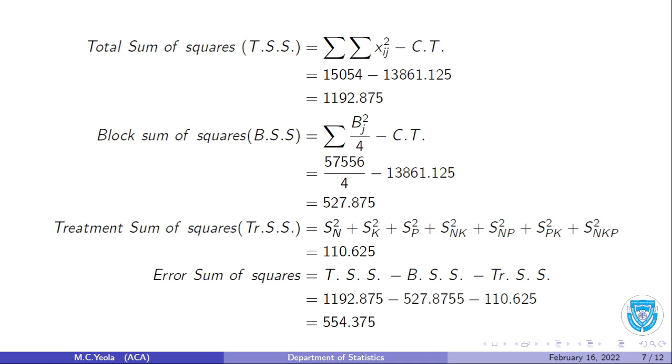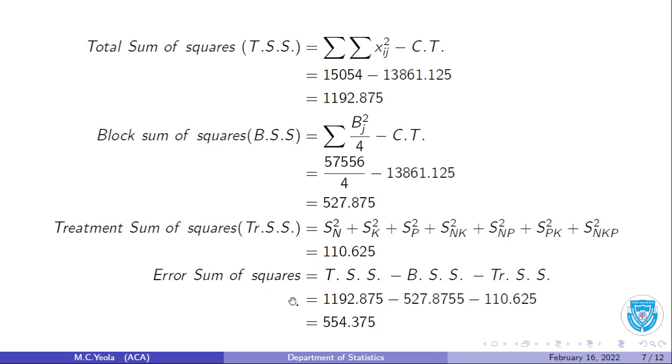The treatment sum of squares is nothing but the sum of squares of each and every treatment combination: N, K, P, NK, NP, KP and NKP. All these we have added, and we get this as the treatment sum of squares.